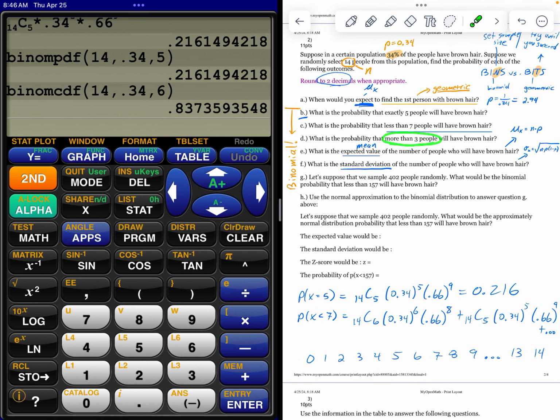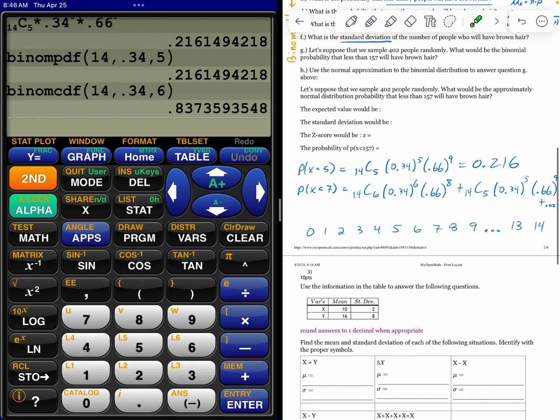All right, variations on this. More than 3 people will have brown hair. Okay, more than 3. So I've written out here 0, 1, 2, 3, 4, 5, 6, 7, 8, 9, 10, all the way to 14. So more than 3 does not include 3. So I'm trying to add this up, okay? 4 through 14. The calculator can't do more than, okay? It can only do less than.